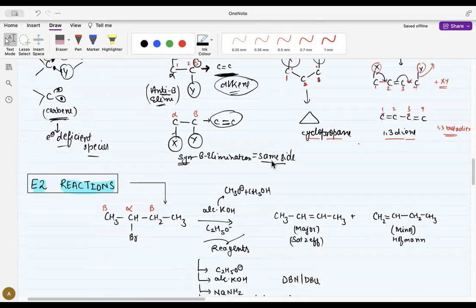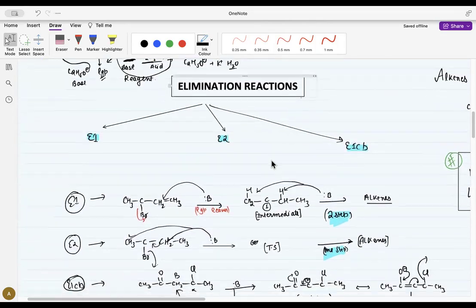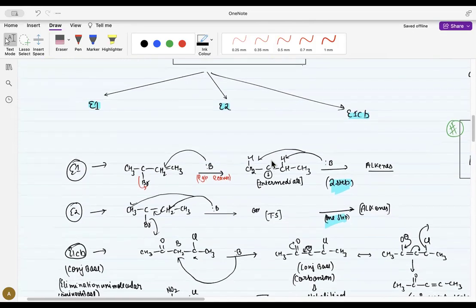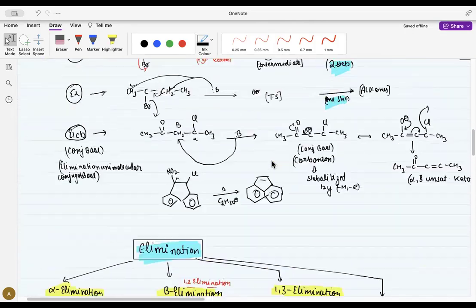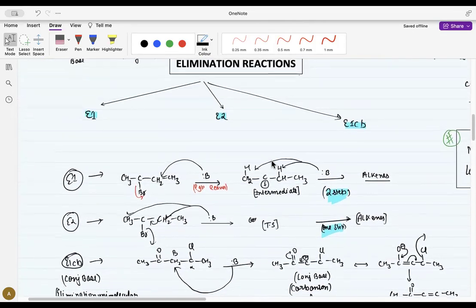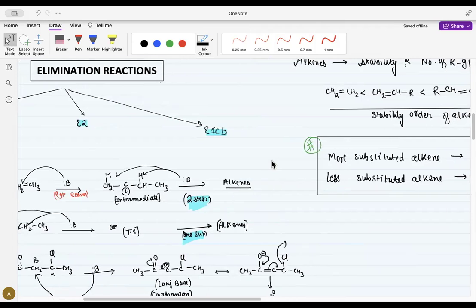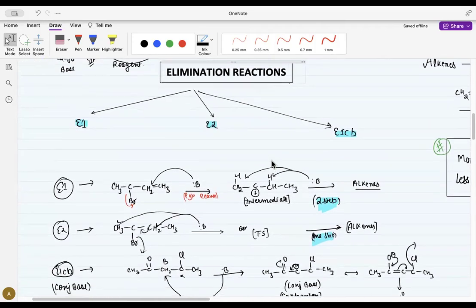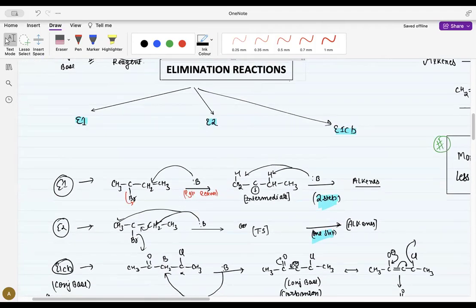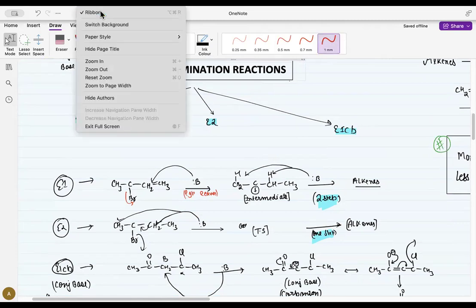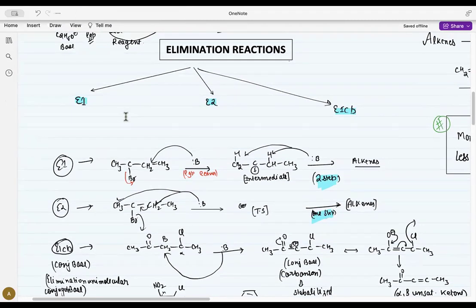Chalo, let's shift to our next thing. Next thing is elimination reaction. What is elimination reaction? We will see today. So beta, elimination reaction, like SN1 and SN2, also has three mechanisms. First one is E1, another one is E2, last one is E1CB.